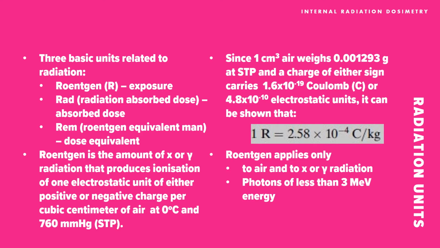Where can we use roentgen? It only applies to air and to X or gamma radiation. So we're not talking about alpha or beta, it is specific to X radiation or gamma radiation, and it can only be applied if the photon energy is less than 3 mega electron volts. If you are talking about something bigger, we cannot use roentgen in this particular case.